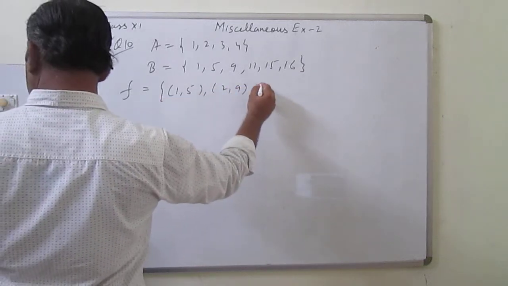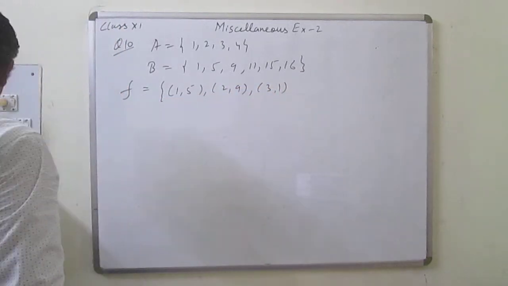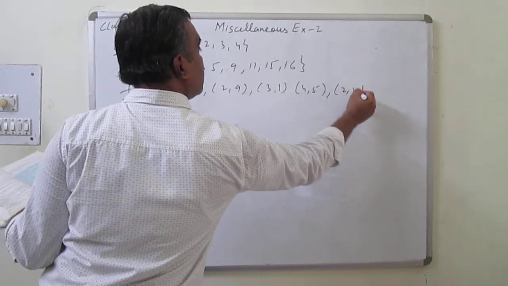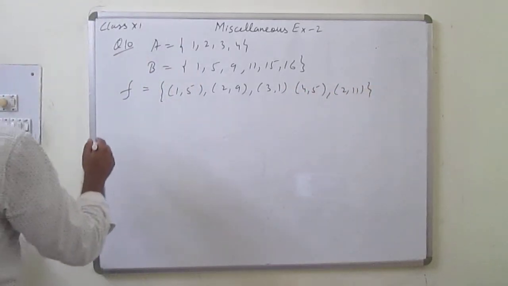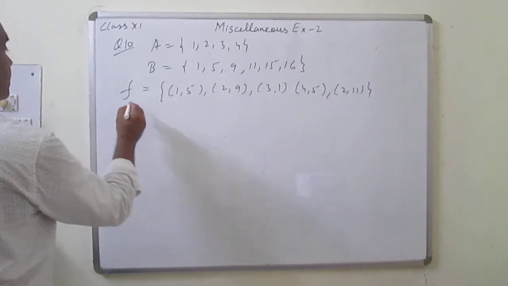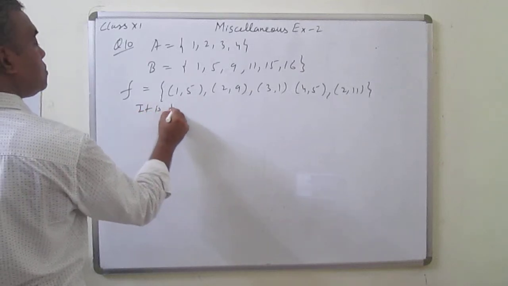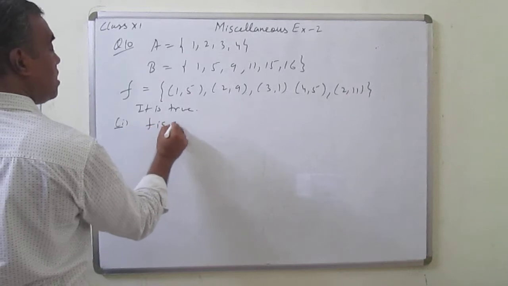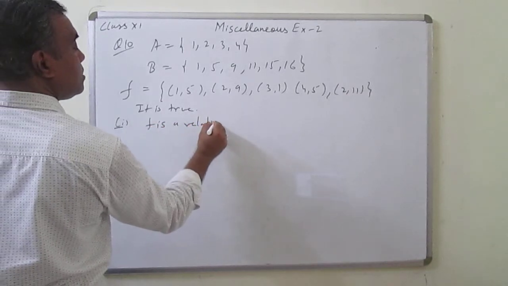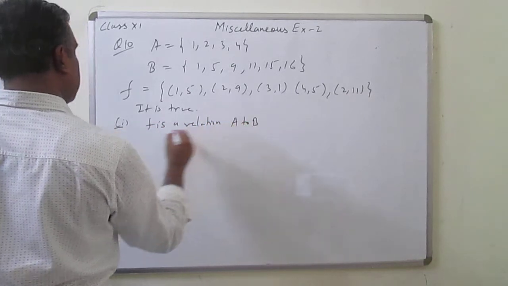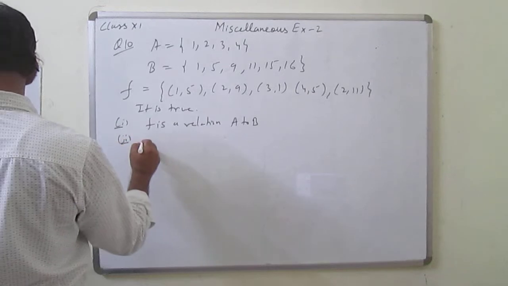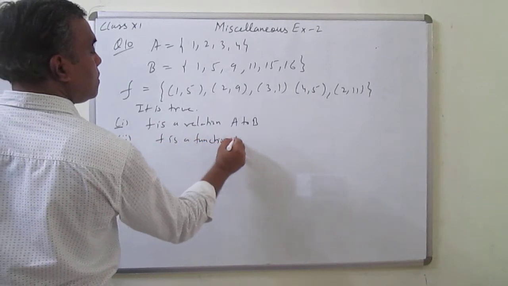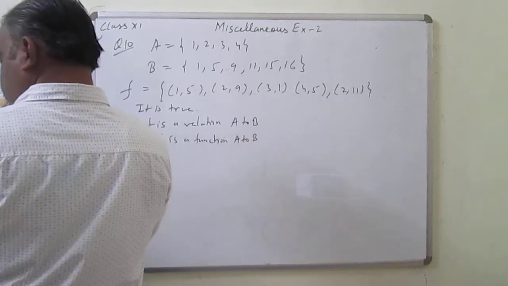Now we have to prove whether it is true. Number 1: F is a relation from A to B. Second: F is a function from A to B.